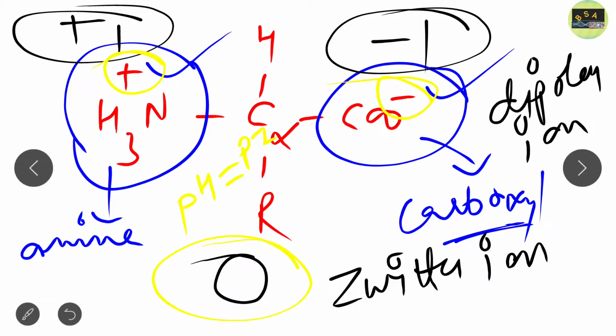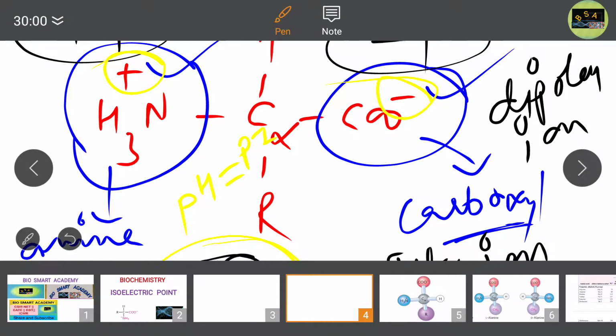Clear? So this is a basic introduction about the isoelectric point. Another form of this point is the Zwitterion. A Zwitterion exists at a specific pH, called the isoelectric point, where pH is equal to pI. That is, you can say, an intermediate pH. Clear? So this is all about the isoelectric point.